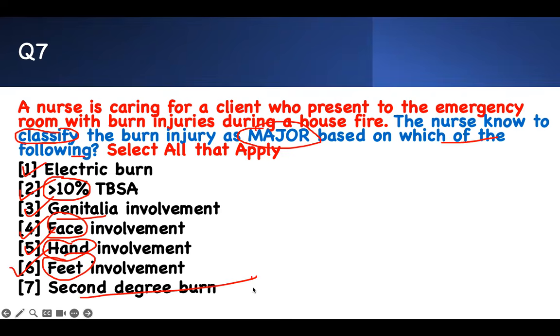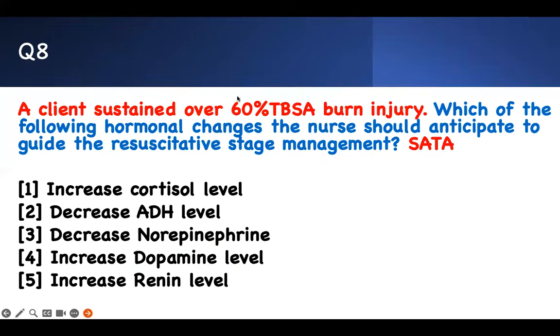Second degree is a partial burn. It's not counted. Third degree, yes. Fourth degree, yes. But second is not. So 1 to 6 are your answers. This is just to teach you things that you should know about major burns. If I give you all the answers, that means I want you to learn it.